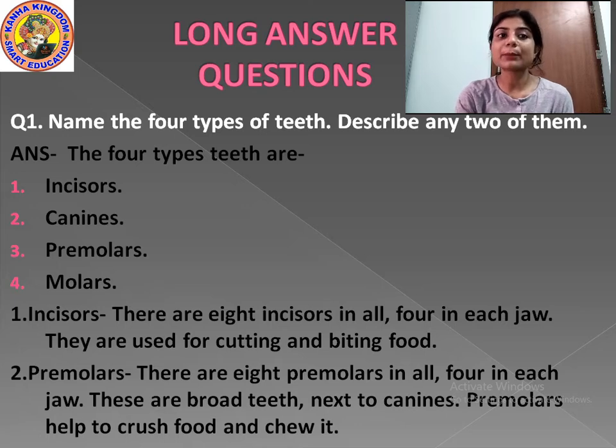Then number 2 is premolars. How many premolars are there? There are 8 premolars in all, 4 in each jaw.